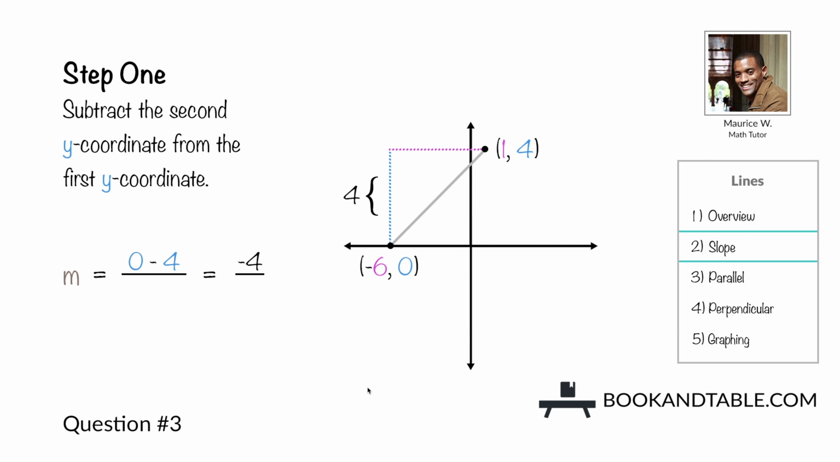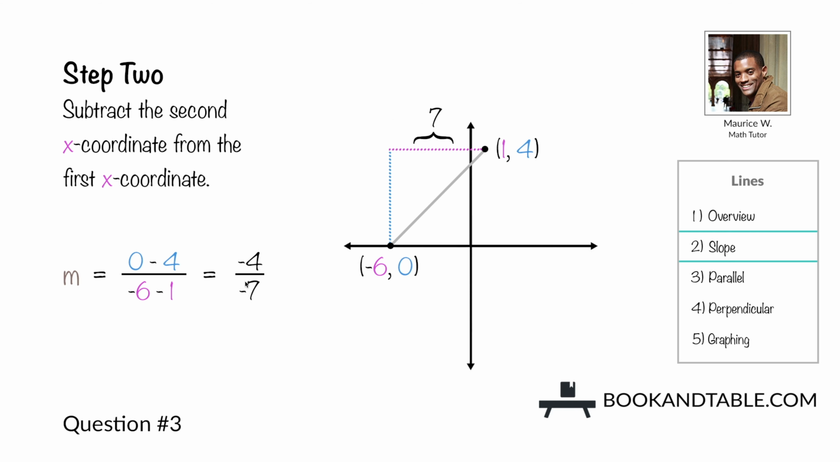Question number 3, we had the 2 points -6, 0 and 1, 4. Step 1, subtract the second y-coordinate from the first y-coordinate. That gives us 0 minus 4, which is -4 in the numerator. Step 2, subtract the second x-coordinate from the first x-coordinate. So we're subtracting 1 from -6. -6 minus 1 gives us -7.